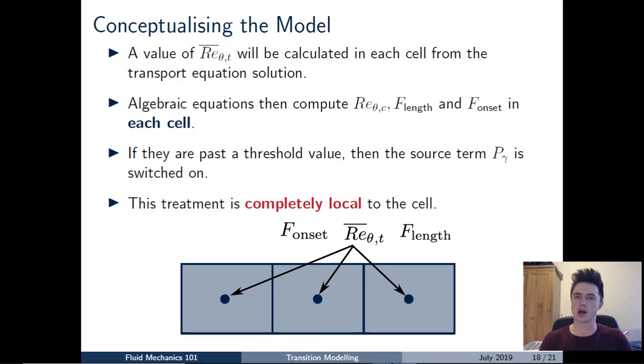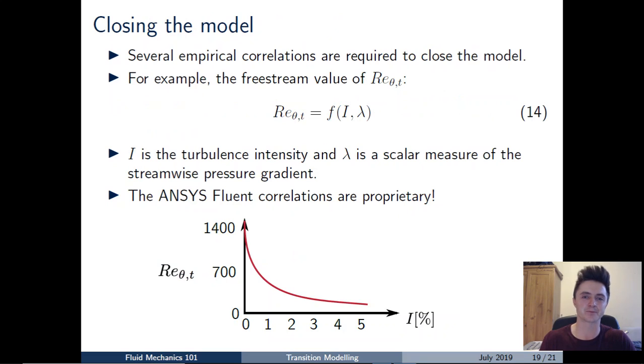So it's quite a clever model, and it may take a bit of time for you to sit down and think about getting used to. It definitely took me a little while to try and work out exactly what was going on. And the one remaining thing is that to close these models and to complete them, there are several empirical correlations that we need to close the models. And if you look in the various papers and in the user manuals, you may find some of these models.